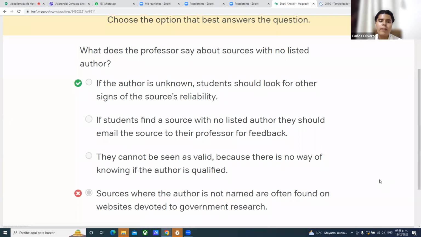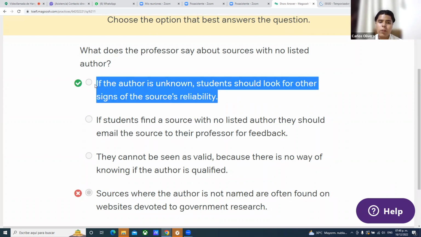Next question. What does the professor say about sources with no listed author? And here the correct answer was, if the author is unknown, students should look for other signs of the source's reliability. Well, let us remember that the professor discussed many characteristics in order to determine a source's reliability. That is to say, if they are actually very secure, if they are safe, if they are things that you can trust. And she said, well, you have the author, you have the date, you have the people who are financing that study, you have to look for biases, different characteristics and traits.